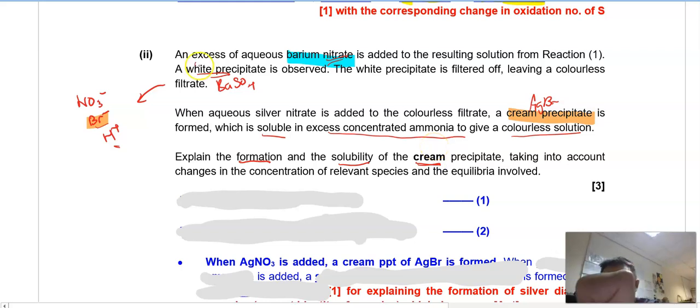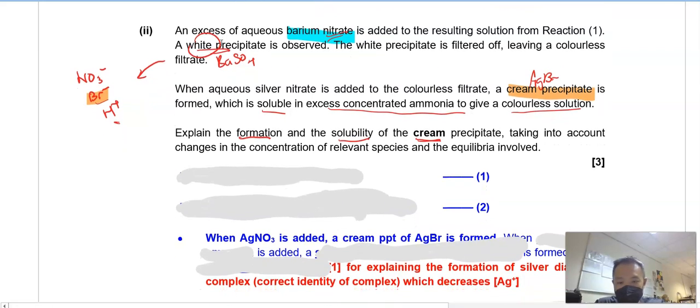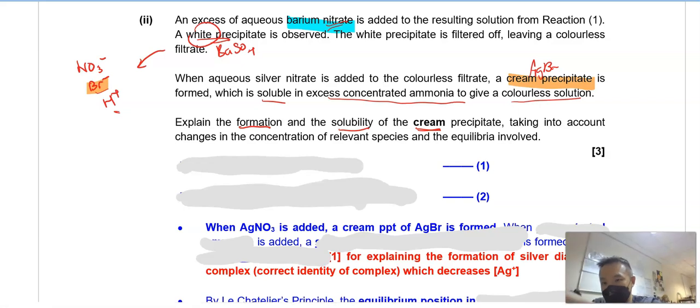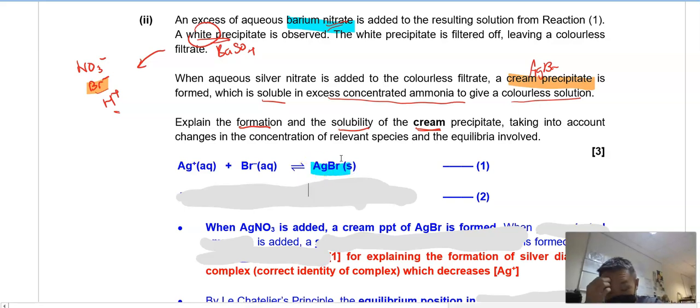Did the question ask for the white ppt? No, so there's no point in you explaining the entire process from the first paragraph, because the question did not require you to do so, and therefore you lose precious time and you do not get any credit for it. So the equation to write will therefore be the solubility of AgBr. AgBr, as we all know, is a sparingly soluble salt. It will dissociate to form Ag+ and Br- partially, because it's a sparingly soluble salt.